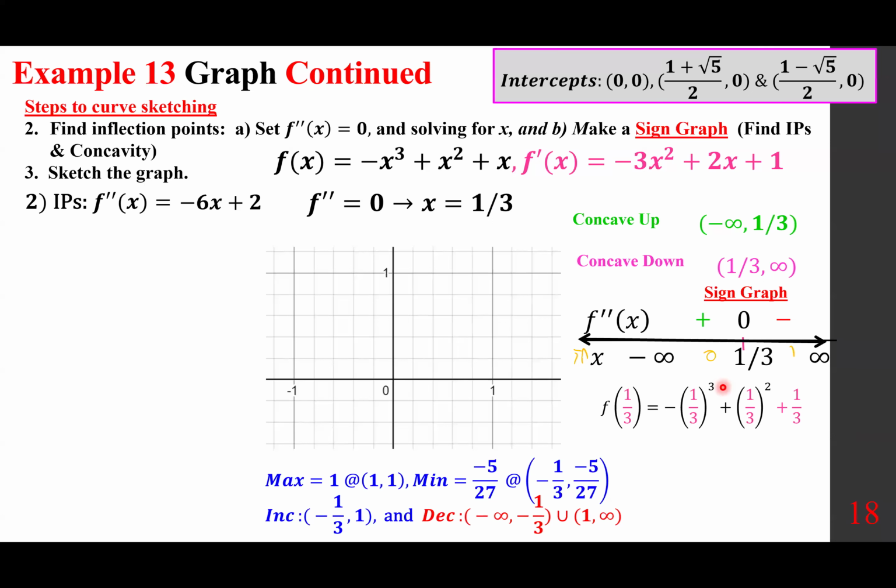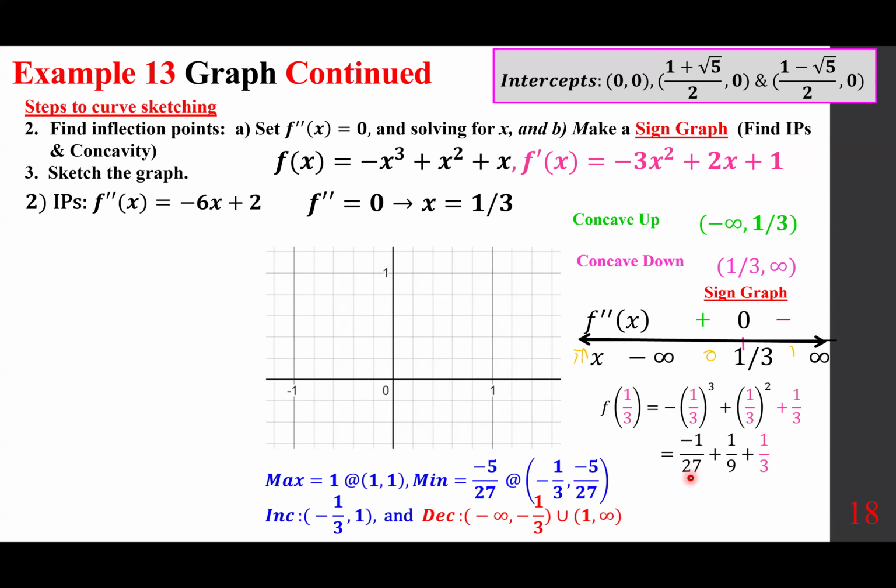As you know, this is 1/27. This makes it negative. This is 1/9. This is 1/3. Again, 27 is the common denominator. This is -1. This is +3. This is +9, with 27 being the denominator. They add up to +11/27, which means the inflection point has coordinates 1/3 and 11/27.